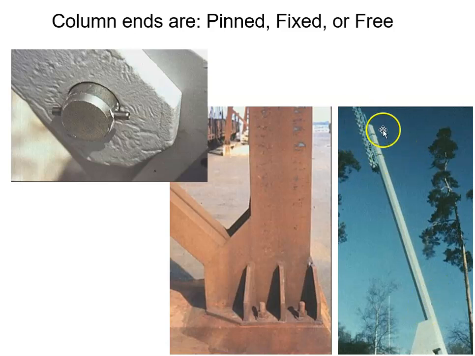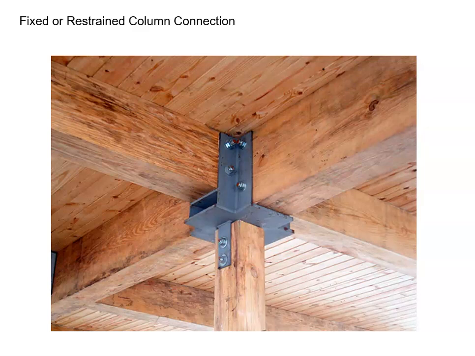Or free. So this looks like lights or something, maybe at a stadium. Completely free at the top. Nothing is restraining it there. So these are the three options: pinned, fixed, and free. This is like the flagpole, essentially. Here we see a fixed or restrained column connection, so this column top would not be allowed to move in any direction.